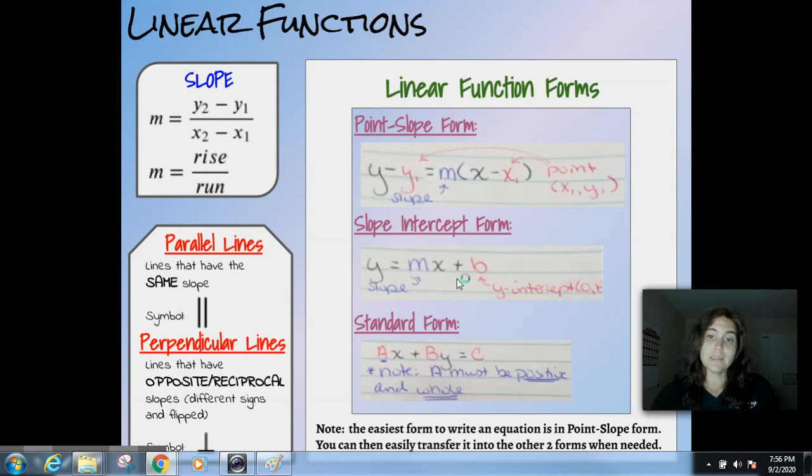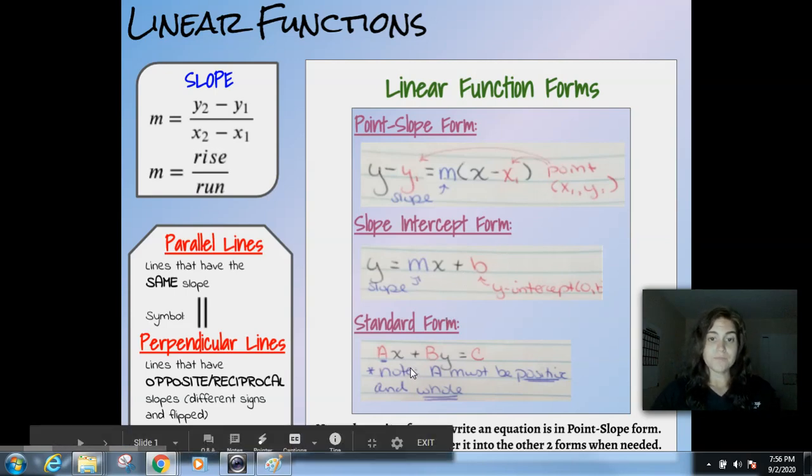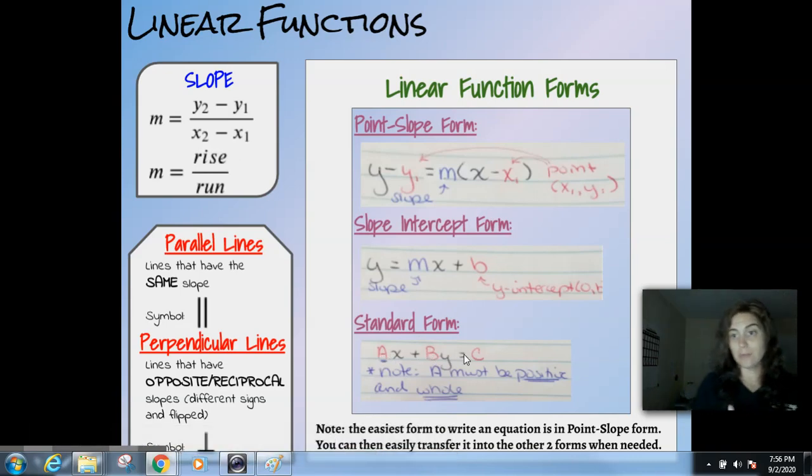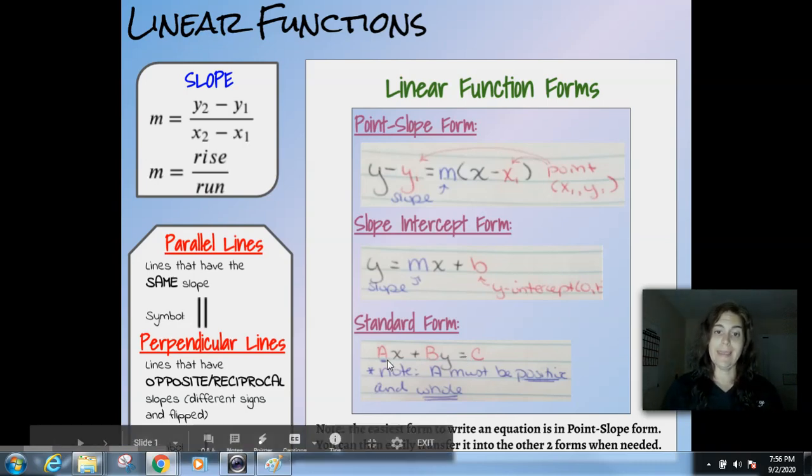Slope-intercept form, your slope goes in front of your x, your y-intercept, which is always the point 0, comma b, so 0, comma something, that's your y-intercept. So if you're given a slope and a y-intercept, this is going to be your easiest one. And then your standard form is ax plus by equals c. So it's when you have all your letters on the left side and your constant by itself on the right side. Important to know, a must be positive and a whole number. If it's not, you got to change it. And I'm going to show you how to do that real quick.